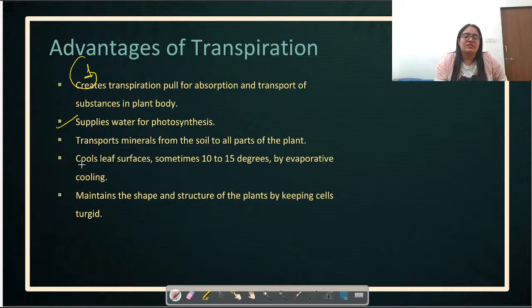Now, another important example: it cools the leaf surface sometimes by 10 to 15 degrees by evaporative cooling, and it also maintains the shape and structure of the plant by keeping the cells turgid.